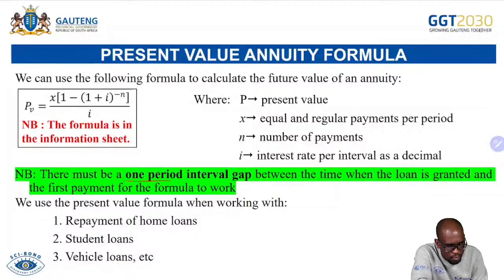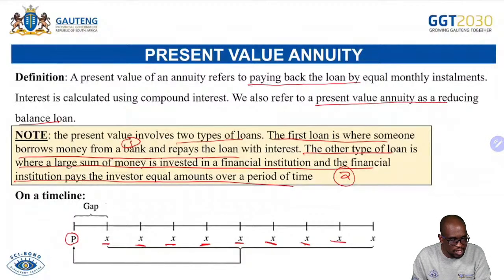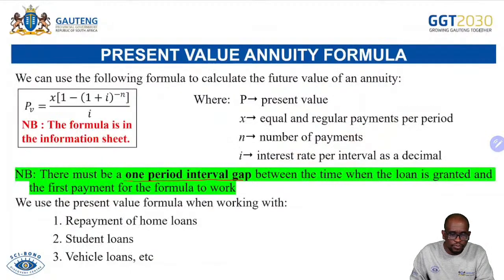Now, this is very important. There must be a 1-period gap between the time when the loan is granted and the first payment is made for the formula to work. You can see here that gap is needed. Very, very important. If it's not there, it must be created by all means necessary using correct mathematical techniques.